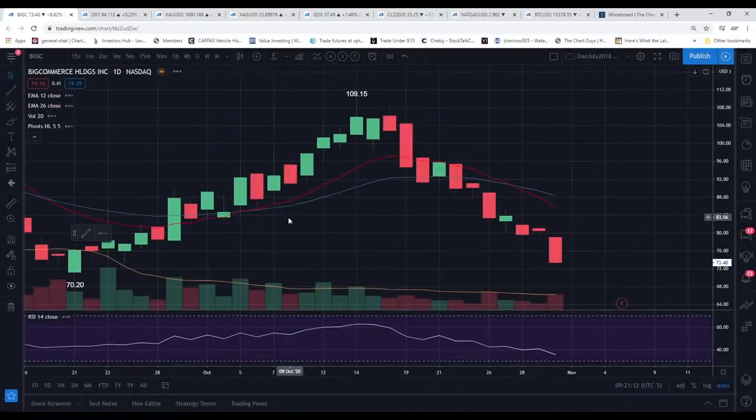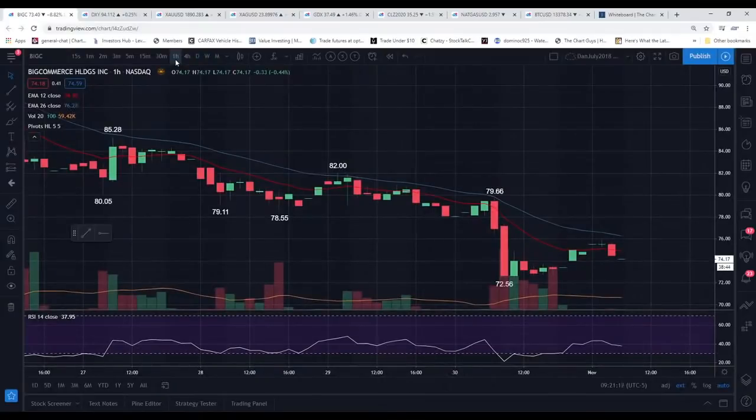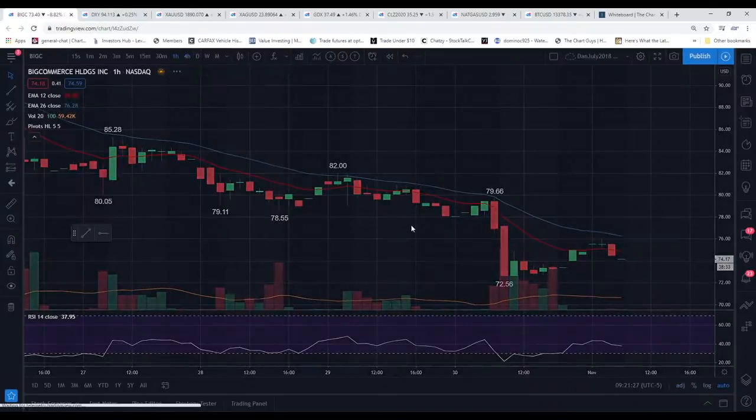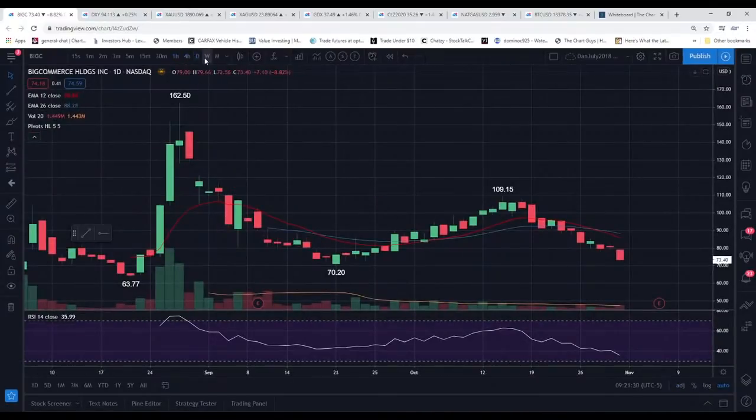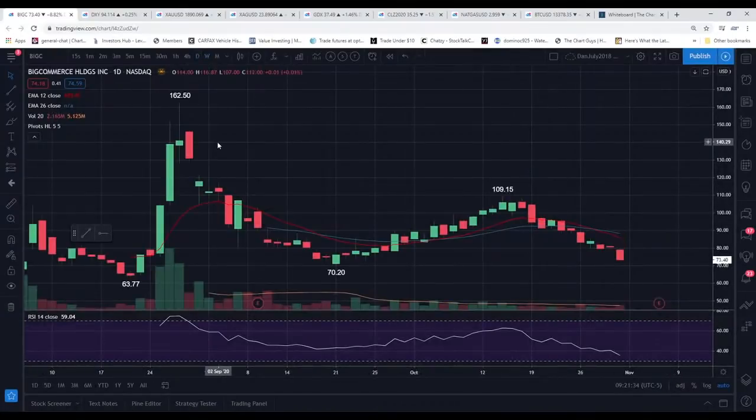BIGC, bears in absolute control with 70.20 key support approaching. And we need an hourly trend change. Anything this morning under 79.66 is an hourly lower high. We would then have to hold 72.56 and change the hourly trend into the afternoon. Have to hold 70.20 for this equilibrium to continue shaping up. That is the level for this week.